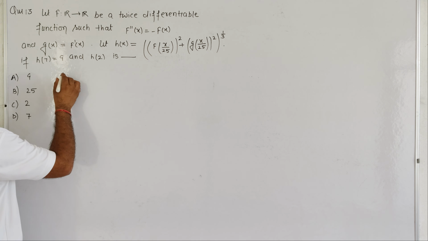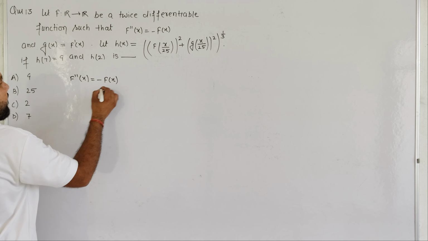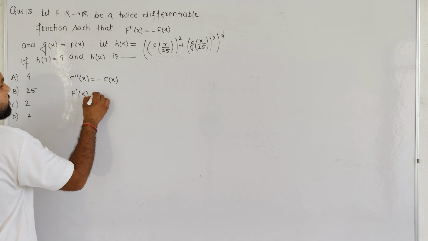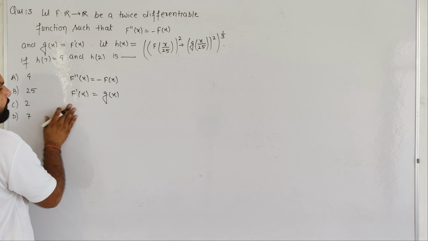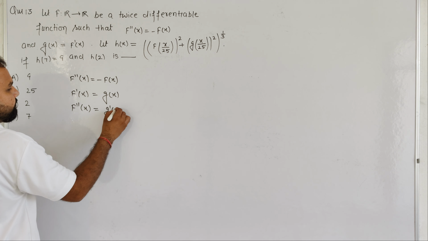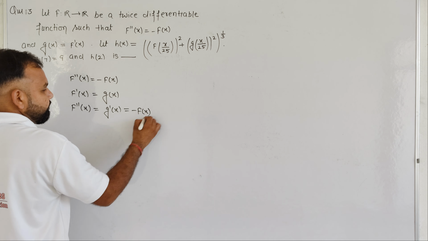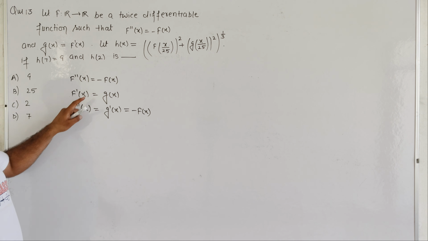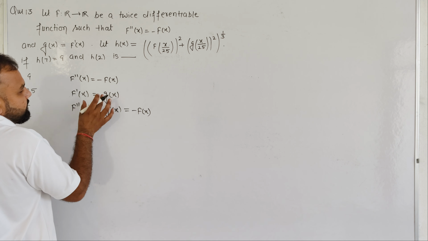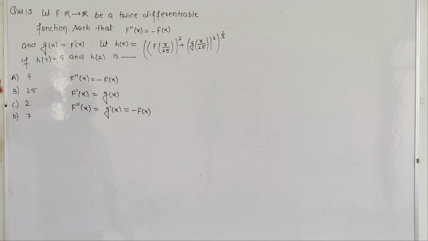Student, you can see that there are some equations like f double dash x equals minus of f x. And in the same scenario, f dash x equals g of x. Student, if we take differentiation on both sides, we get f double dash x equals g dash x. And f double dash x is minus of f x. So there is a situation that f dash x equals g x and g dash x equals minus of f x.